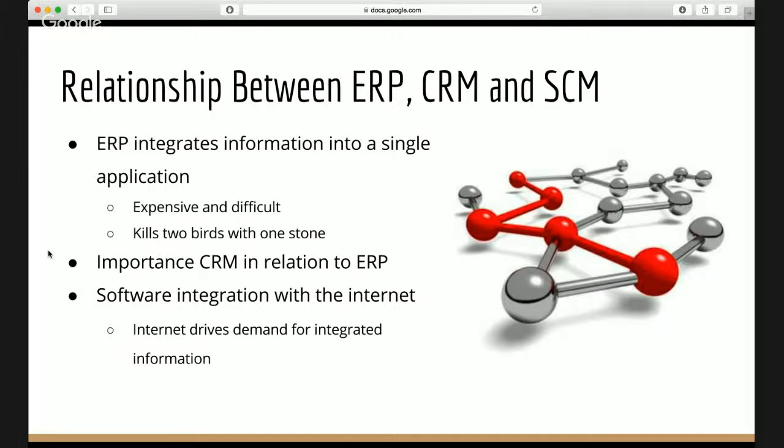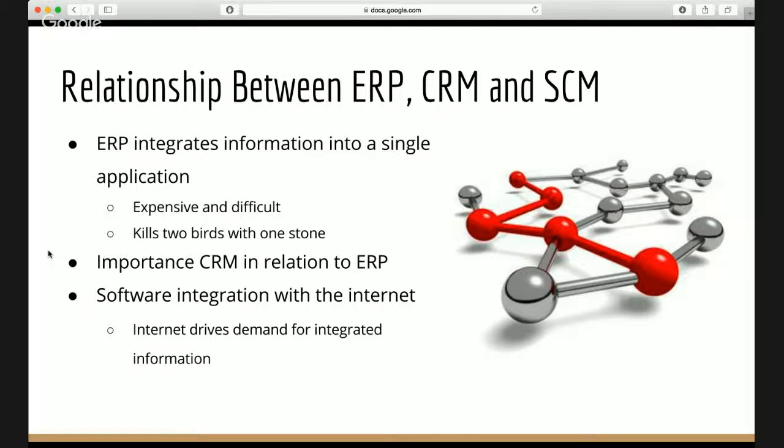So the relationship between ERP, CRM, and supply chain management. ERP integrates information into a single application. So it kind of combines all the aspects of all these programs into one application, but it's more expensive and difficult to do so, but it kills 2 birds with 1 stone. So it gets everything together, and it's very productive and very nice for business owners. It's very convenient, but it's also very expensive and it's very hard to understand.